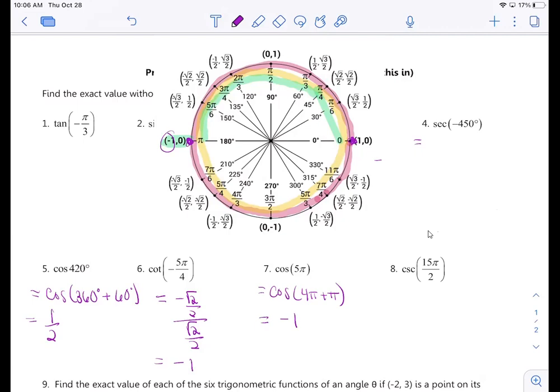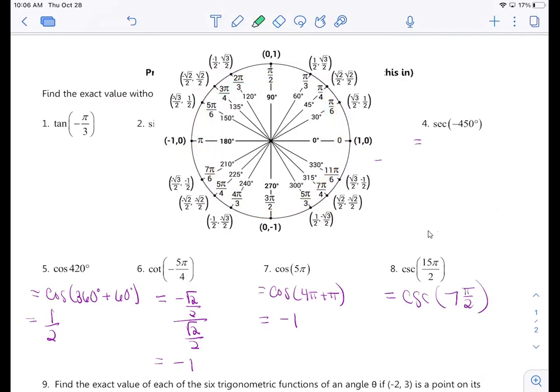Okay, 8. Cosecant of 15π/2. Well, I like to rewrite this as a mixed number. So 2 goes into 15 7 times with 1 left over. So I'm going to go ahead and get rid of this stuff just so I can start fresh. It's nice working on a tablet.